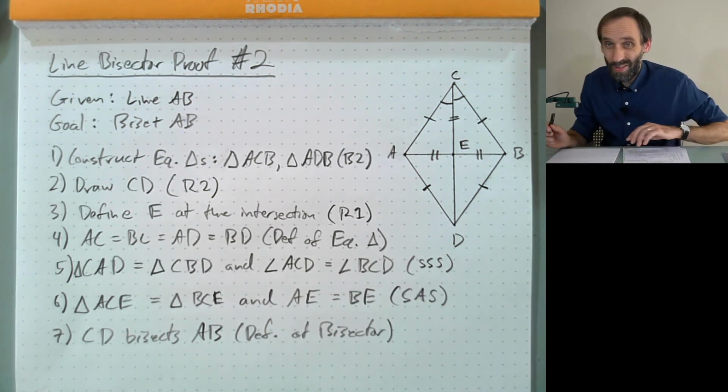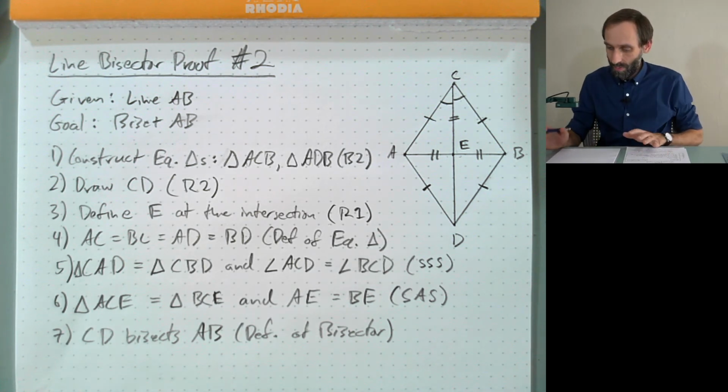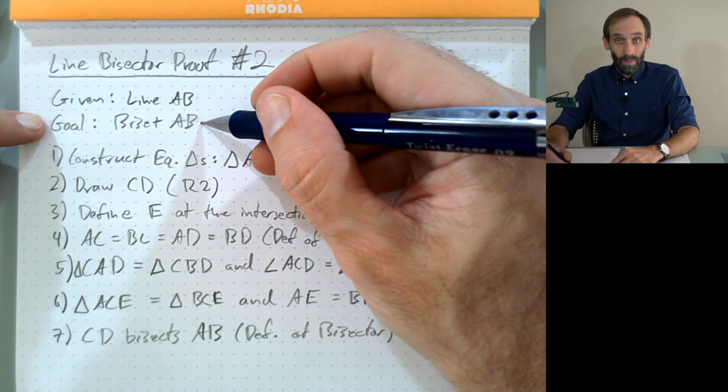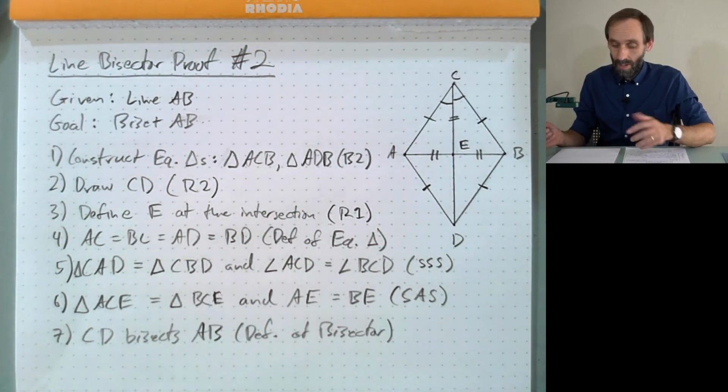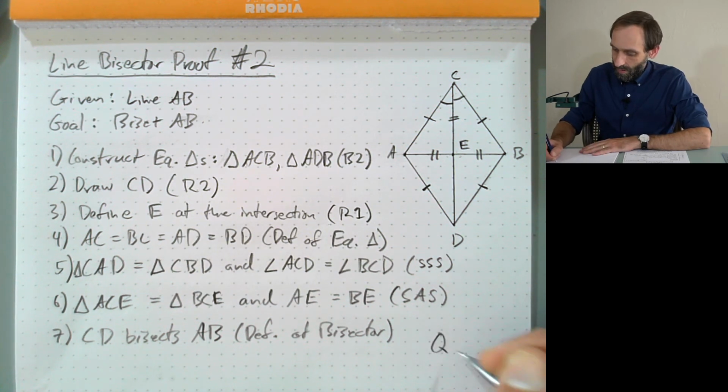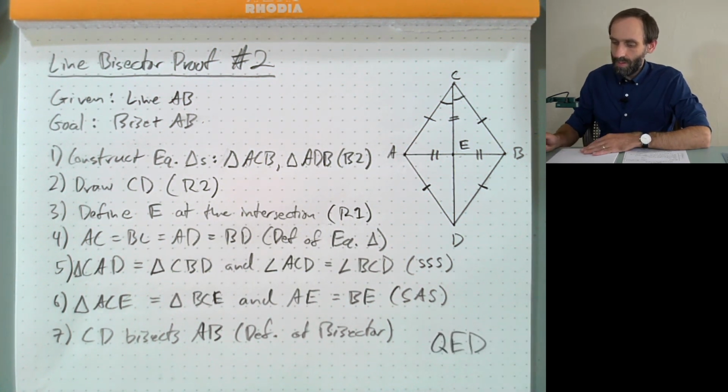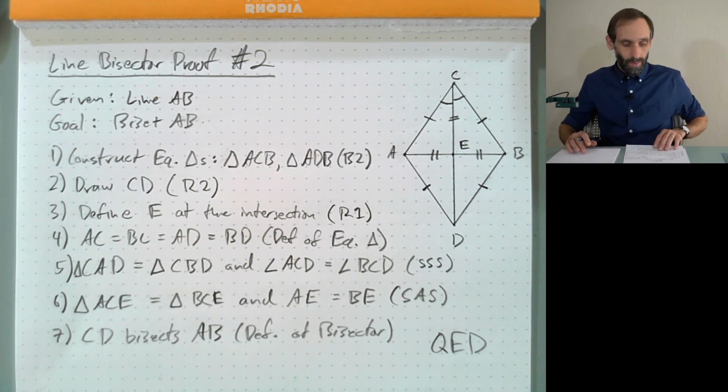Okay, that was getting a little bit long, but we made it, right? So what was our goal? Bisect AB. Turns out CD bisects AB, so we met our goal, and we'll go ahead and write that we are done. The proof is complete.